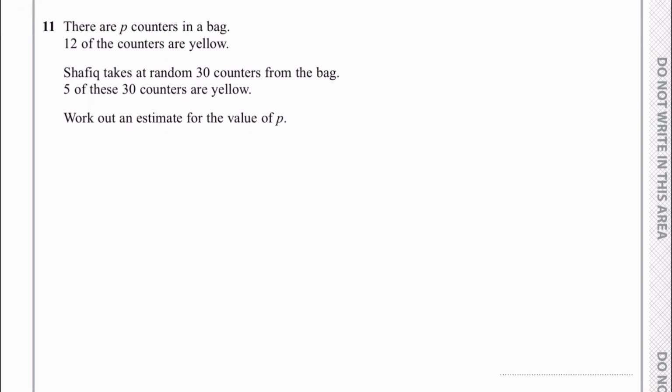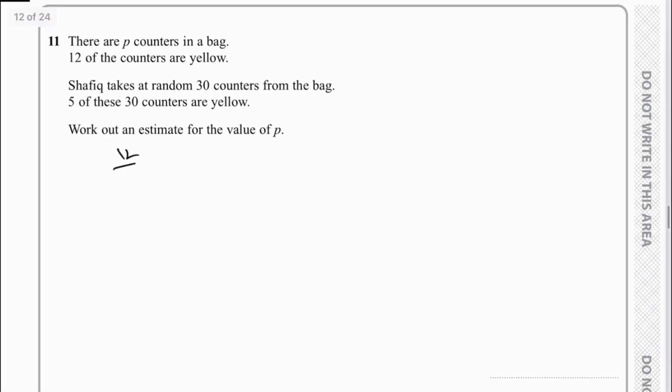There are P counters in the bag. 12 of the counters are yellow. Shafiq takes at random 30 counters from the bag and 5 of these are yellow. So basically what we're saying is that 12 out of the amount of counters, which is P, is equal to 5 over 30.